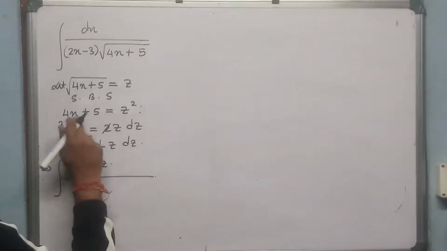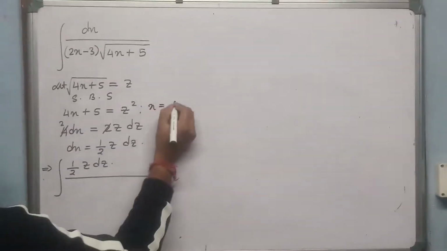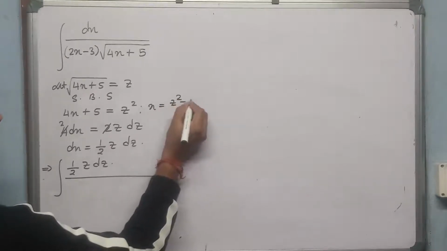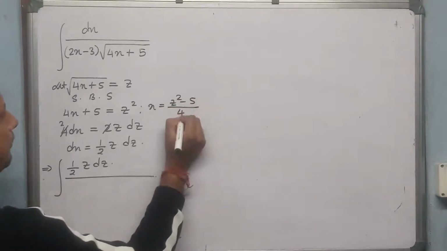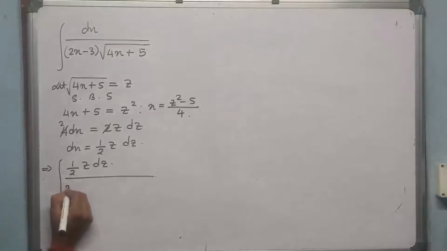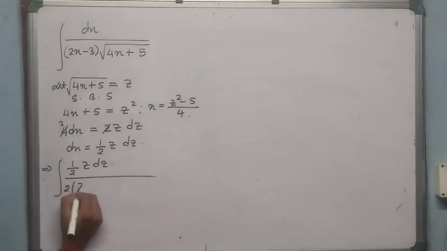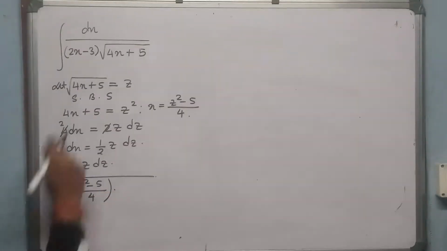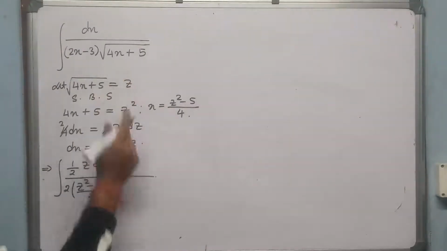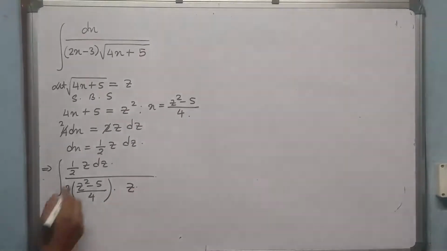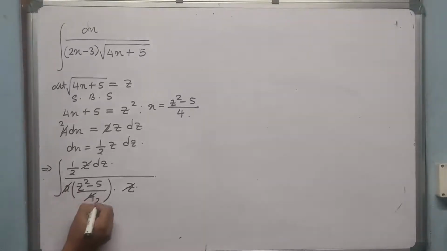What will be the value of x from this? x equals, direct, right? z square minus 5 over 4. In place of x, 2 into x is z square minus 5 divided by 4, into under root, this whole quantity is z. z gets cancelled. Now 2 1s are 2, 2 2s are 4.